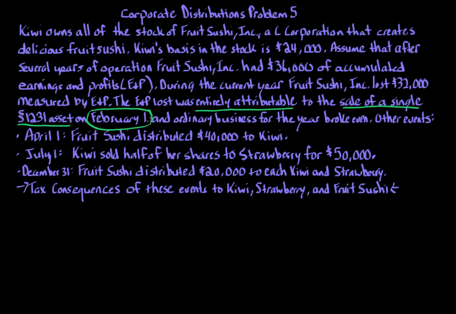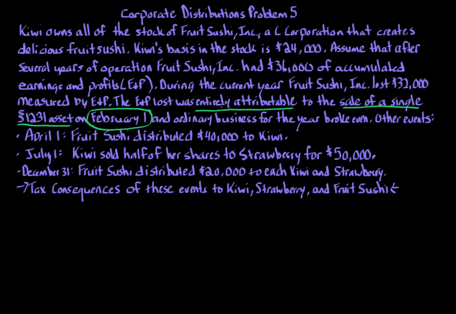Now let's go through and analyze, because all the other factors are still the same. Same stock basis, same accumulated EMP. Again, the lost EMP is still $32,000. We have those same 3 dates, April 1st, July 1st, and December 31st. Same amounts, $40,000 to Kiwi, sell half the shares of Strawberry, and then the 2 distributions. Everything else is the same except for, again, this line.